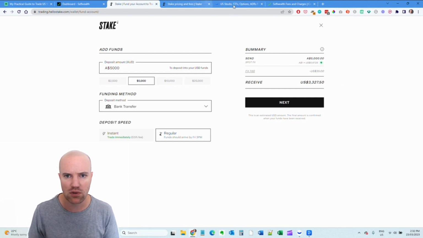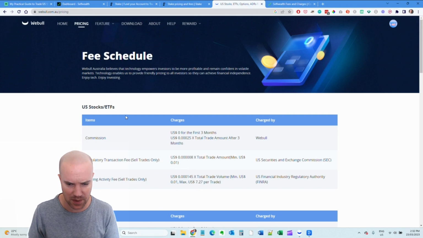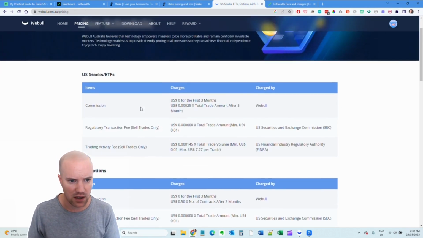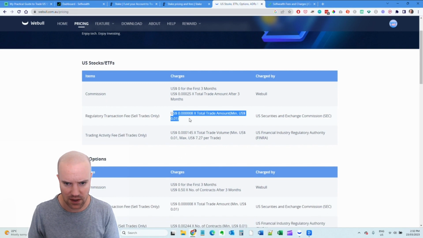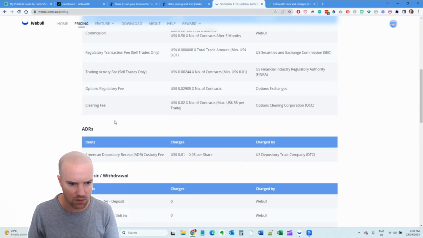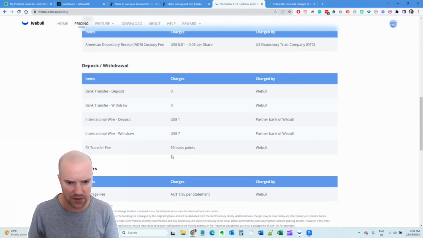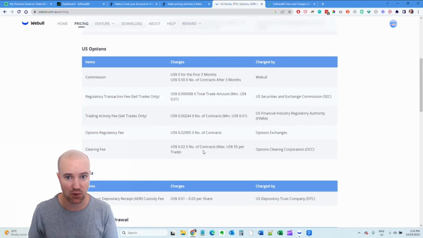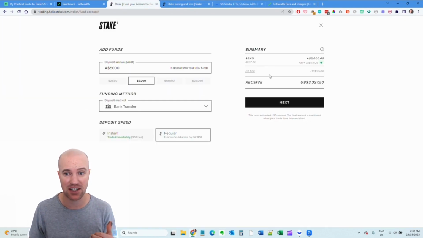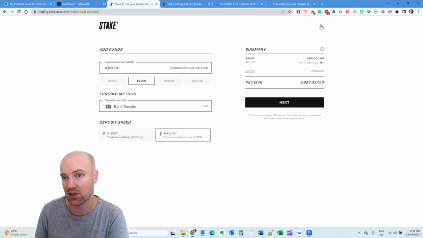I know Webull are cheaper in terms of FX fees. That's why I'm starting to look at them. Where are their FX fees? That's really complicated. Deposit withdrawal, FX transfer fee, 50 basis points. That's actually gone up. I think it was 25 when they started. So it's cheaper than Stake, but it's still 0.5% for you to transfer money into Webull. And also when you transfer out, you get charged as well. So consider that the fees might creep up on you if you're not keeping track of them.